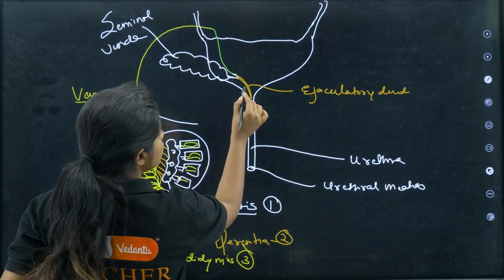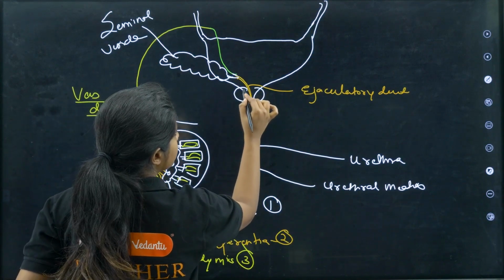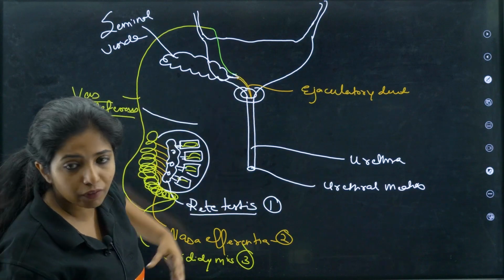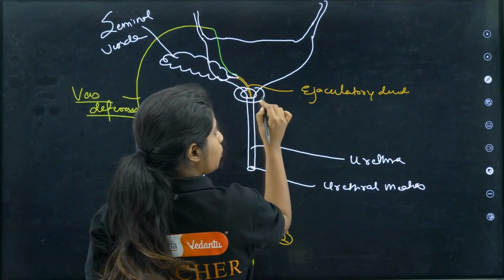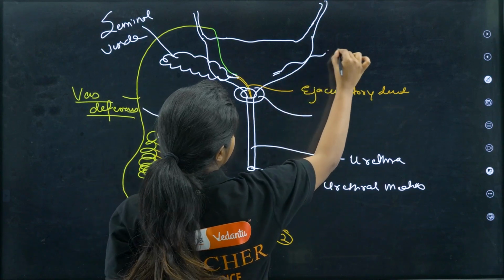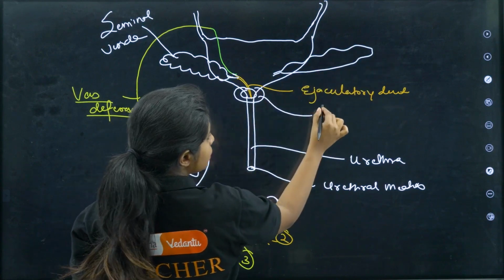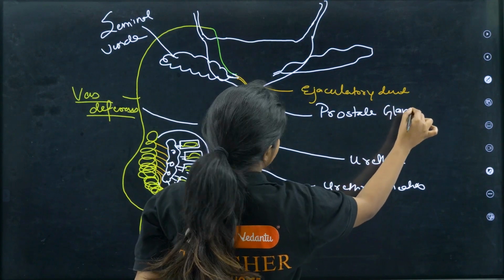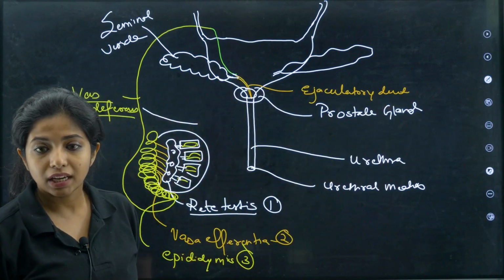Apart from this, there is one more gland over here. It's like a donut, through which the ejaculatory duct, the urethra, and everything will be passing through. This is not paired. This is a single structure. Seminal vesicle is a paired structure. Here also, you would be having a seminal vesicle. Now, this structure which is not paired is the prostate gland. It is what? The prostate gland.